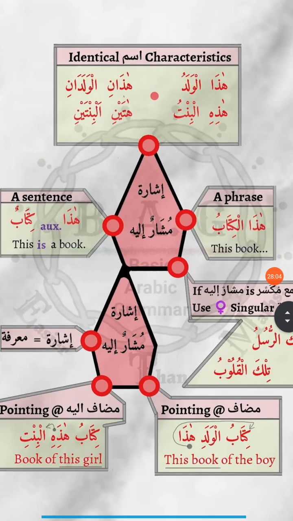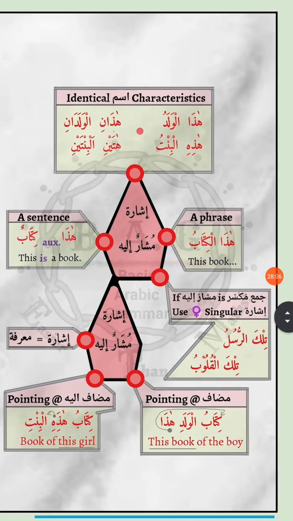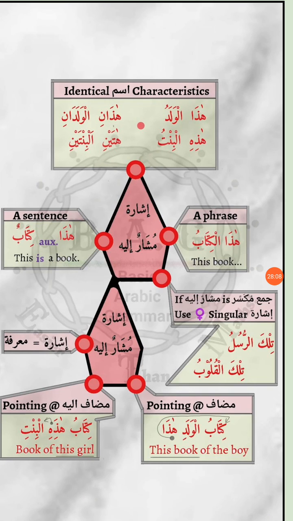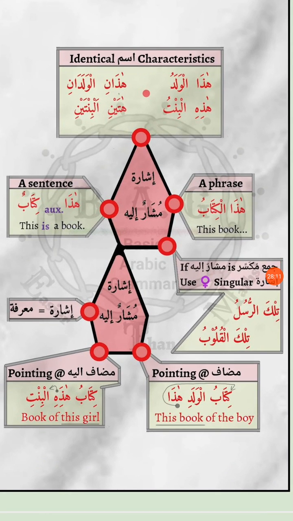Next, we needed to do some finer points about ism ishara, and they are as follows. Okay. Now the musharun ilayh is the ism that gets pointed at. All right, and the ism ishara should be identical in terms of the ism characteristics to the musharun ilayh. So first you analyze the musharun ilayh and then you match up the ism ishara according to the characteristics of that musharun ilayh.